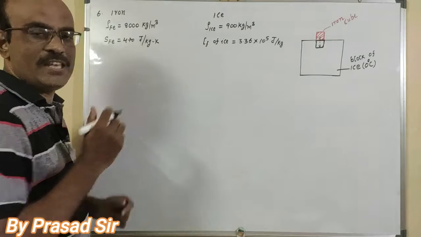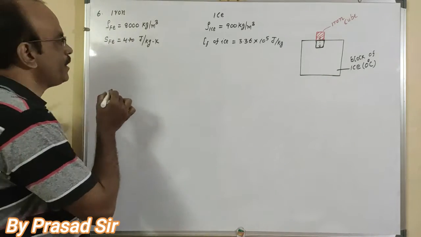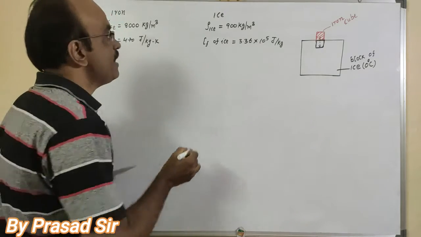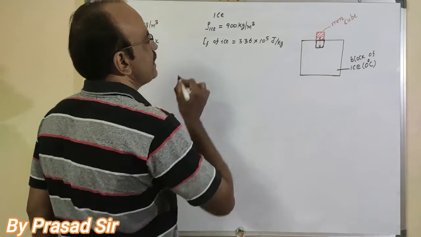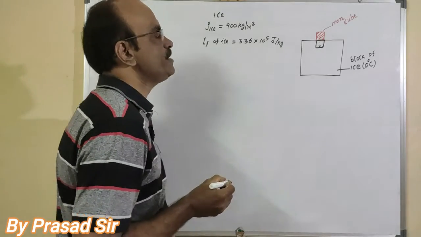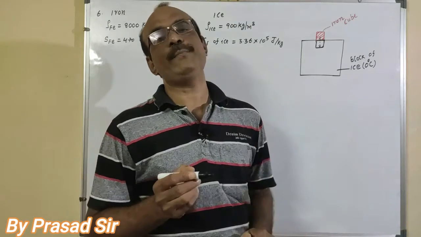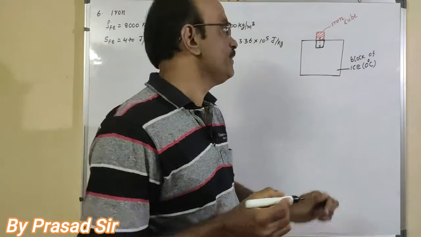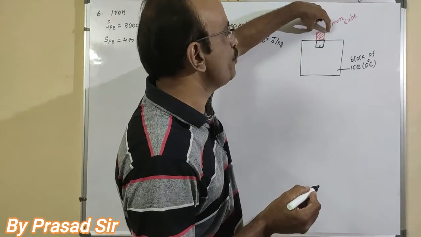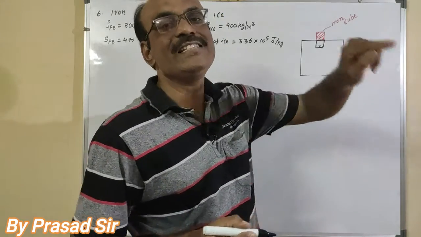So here, what are the given? First of all, iron: density of iron given 8000 kilogram per meter cube, and specific heat of iron given 470 joule per kg Kelvin. And ice: density of ice given 900 kilogram per meter cube, and latent heat of fusion of ice is given 3.36 into 10 to the power of 5 joule per kg. But to calculate the initial temperature of the iron, first of all, the iron cube is at a higher temperature, so the iron cube loses heat. Which one gains the heat? The block of ice is gaining heat.